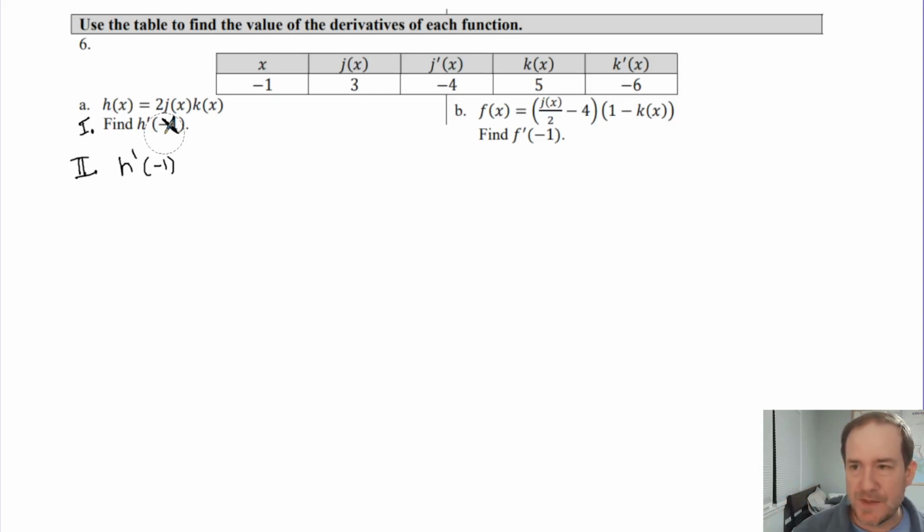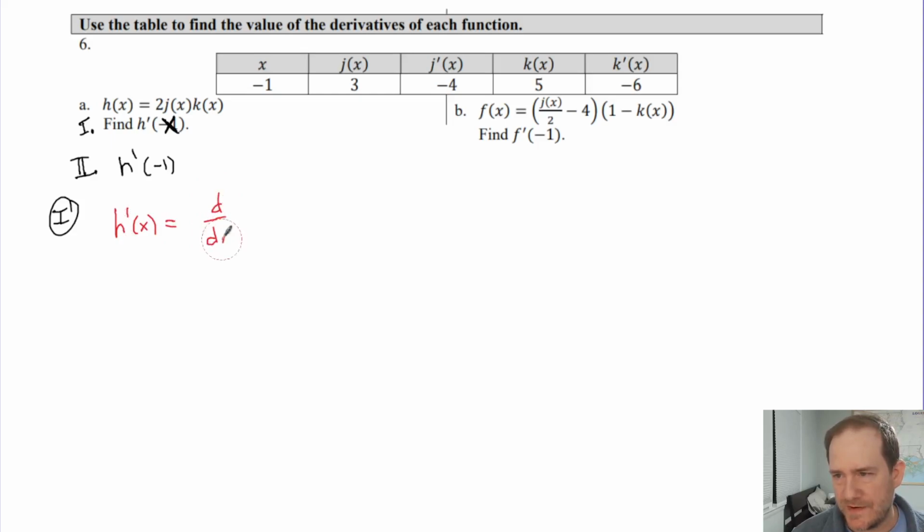So what's this look like? Well, for part 1, where I'm just working in general, the derivative of h would be h prime, of course. And of course we'll find that by doing the derivative, d dx, of, what do we got here? A 2 and a j of x and a k of x.